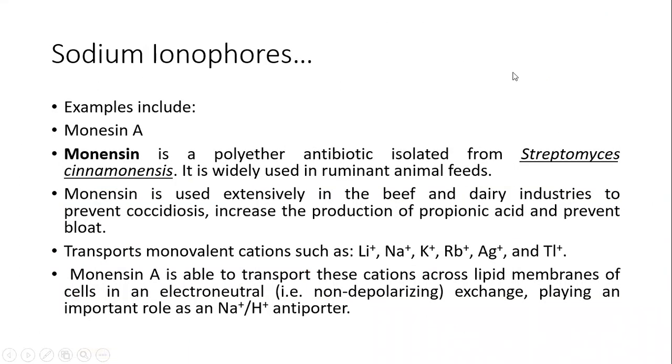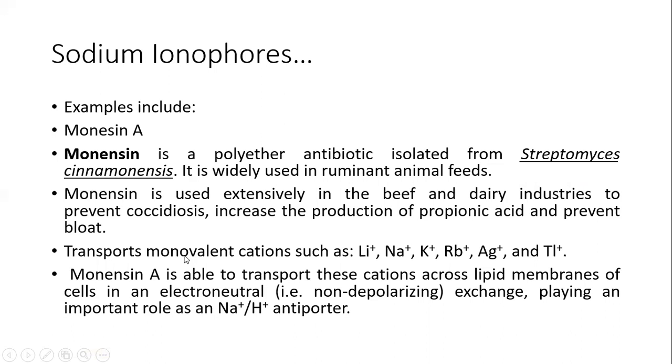Now coming to the sodium ionophores. So until now, which ones have we seen? Calcium. Now this is your sodium. Example is monensin A. It is a polyether antibiotic which is again isolated from Streptomyces cinnamonensis. Now see, cinnamonensis, that's why its name is also monensin A, okay? Now this is used in ruminant animal feeds, for example your cow, buffalo. Now why is it used in the beef and dairy industries? To prevent coccidiosis, which increases the production of propionic acid, and to prevent bloat.